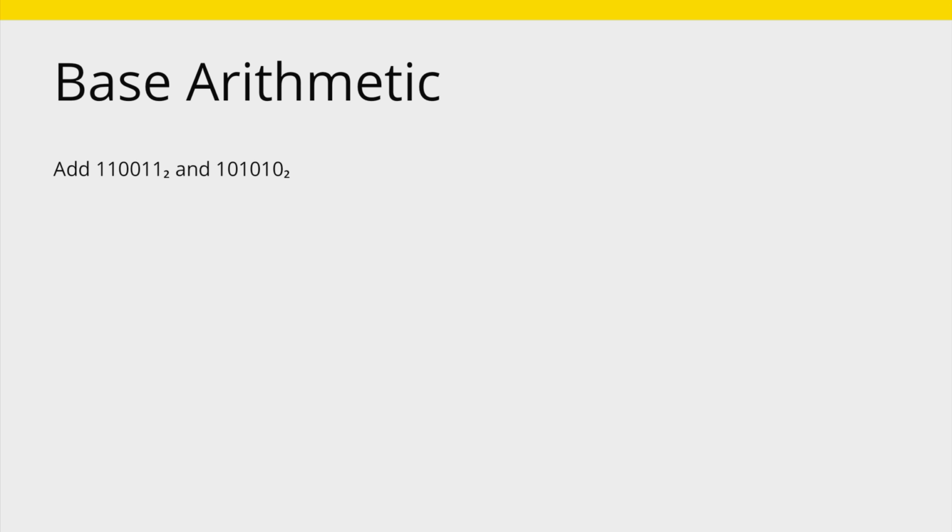So let's go ahead and add these two values. So we would write it vertically. And 0, 1, 0, 1, 0, 1. And then we add. Now we have to keep in mind this is base 2. So when we add up to 2, we need to carry over. Not when we add up to 10.